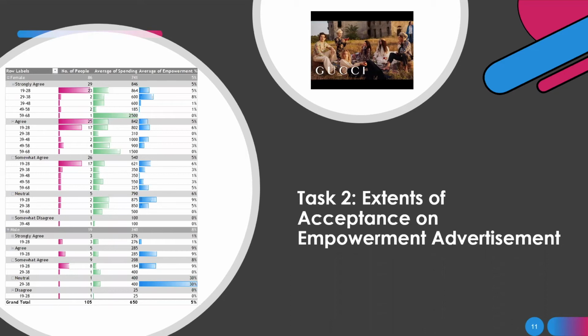Females and males who agree with it are also spending more. However, there is one male who is neutral, encountering 30% of empowerment advertisement daily, spending $400 per year. We may require more data for examination in this area.